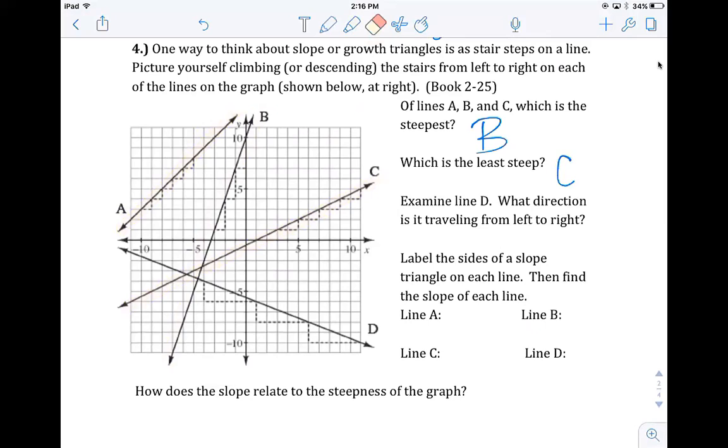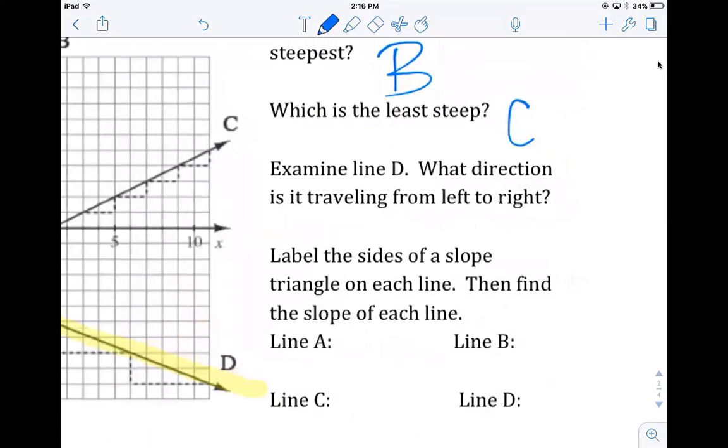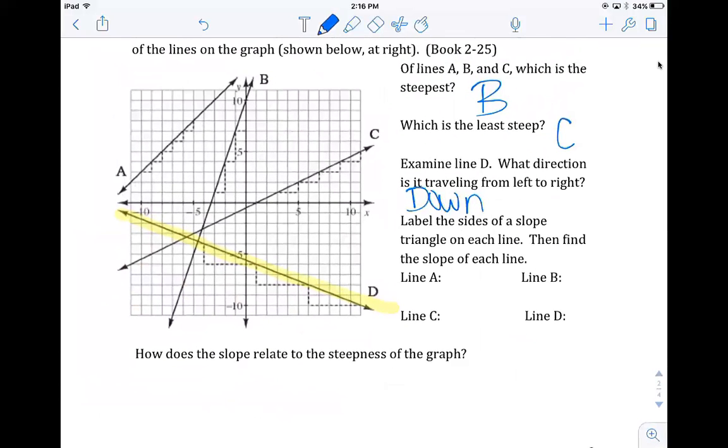For letter D, it says examine what direction is traveling from left to right. So as we go left to right, notice that we are going down. So when we go to do the slope for line D, it is going to be a negative slope because it's going down and then to the right.